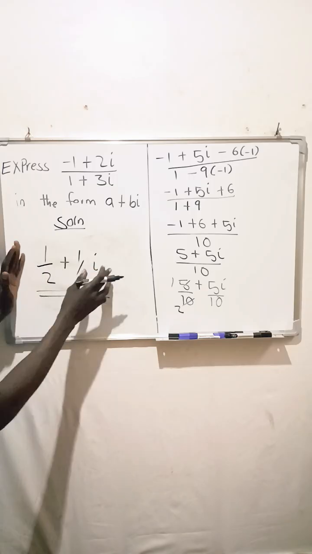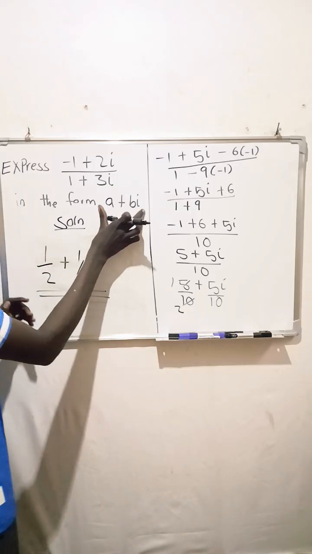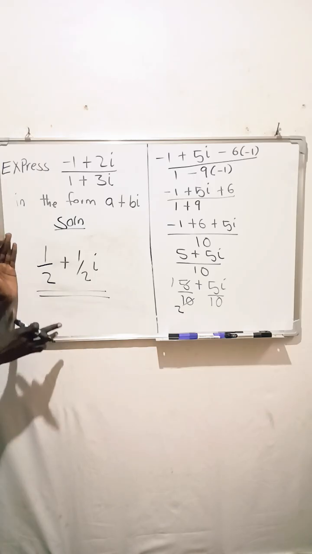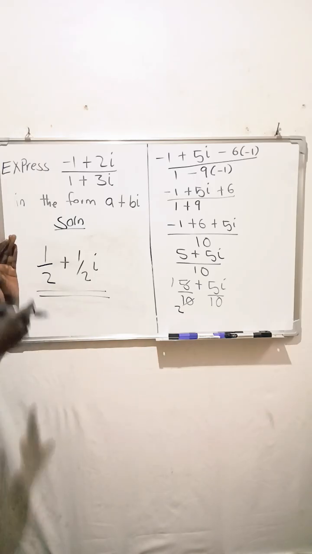This is now in the form a + bi. I think it is in that form. This is our final answer.